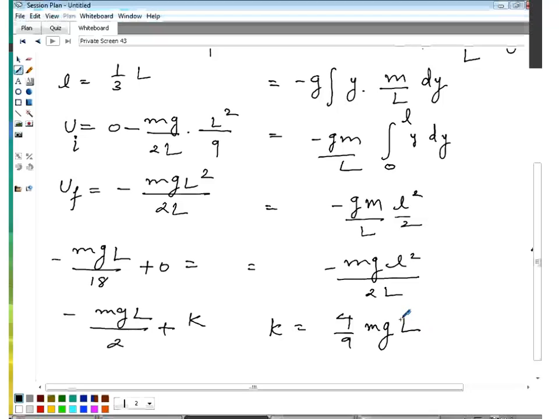If you have any questions in this, then let me know. Why did we have to integrate? Because we can't treat it as a particle. Heights are changing, so how can we take potential energy straight away? What height will we take if heights are changing for different particles within the system? That's why we have to integrate. Let me know if you have any clarification or any question.